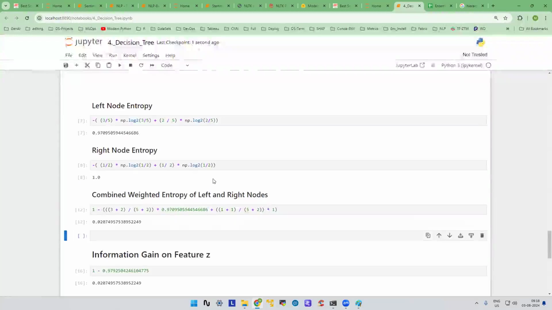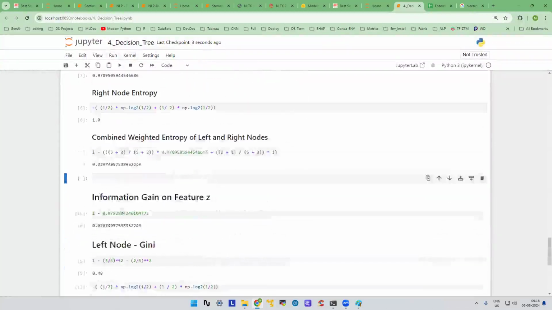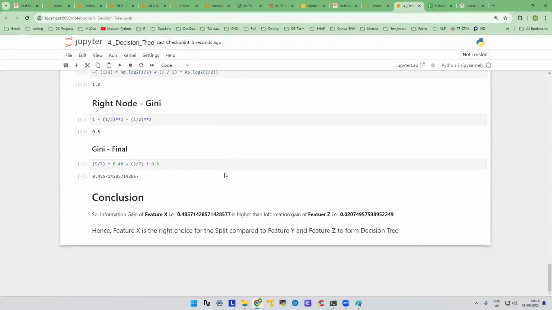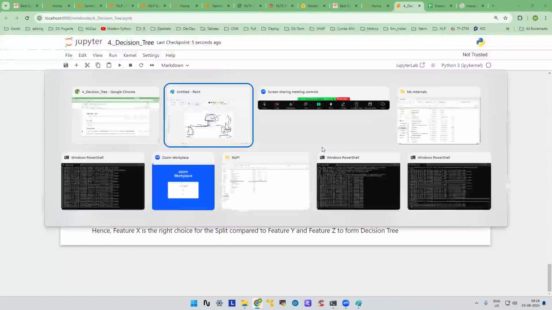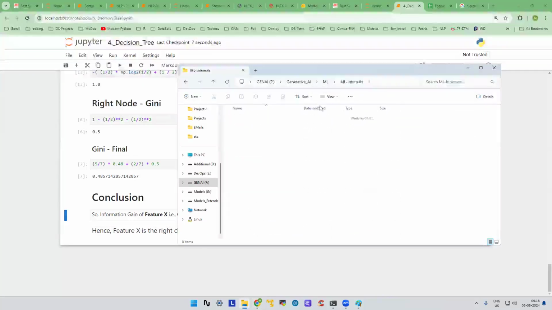So 0.02 means feature Z is basically giving 0.02, whereas feature X is 0.48 something. So we need to pick feature X because it is giving better information gain, entropy. Out of these three, feature X is the best. Internally, the algorithm is going to do the same process. So we're trying to understand how that works internally, which column it should choose.